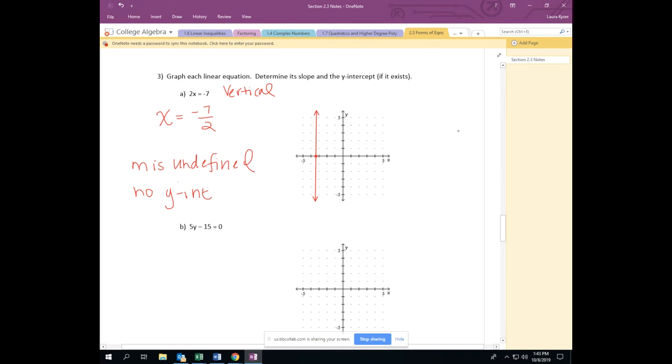The second part of this is a horizontal line, which we already looked at. It does have a y-intercept. It does not have an x-intercept. So you can take a look at that one. That one's nice and neat too because it's a nice number.